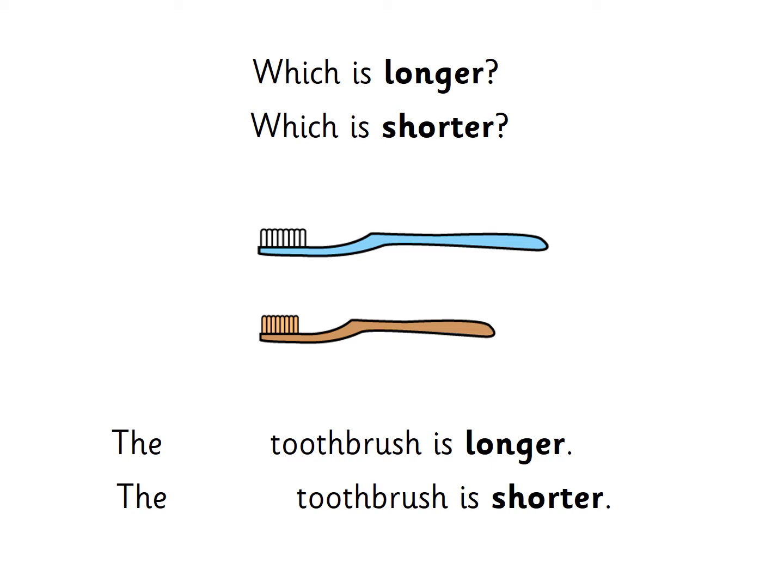Okay, and which one do you think is shorter? So the blue toothbrush is longer, well done. And the brown toothbrush is shorter, well done.